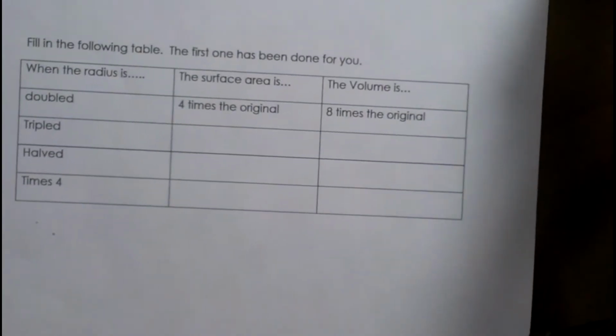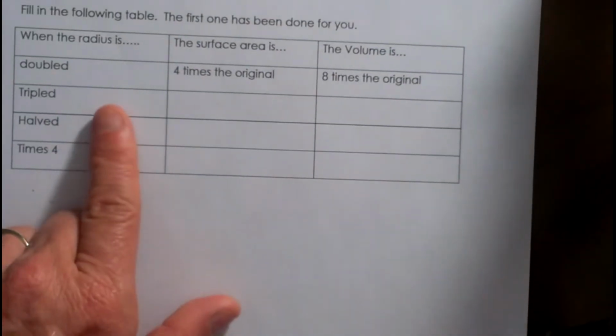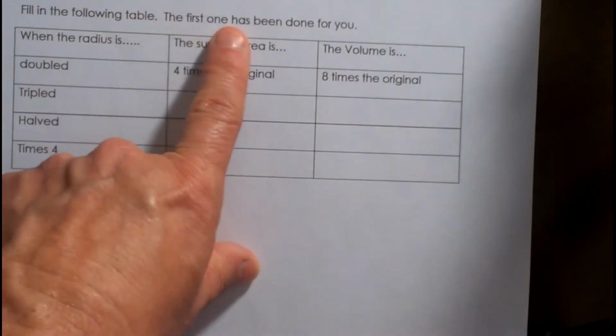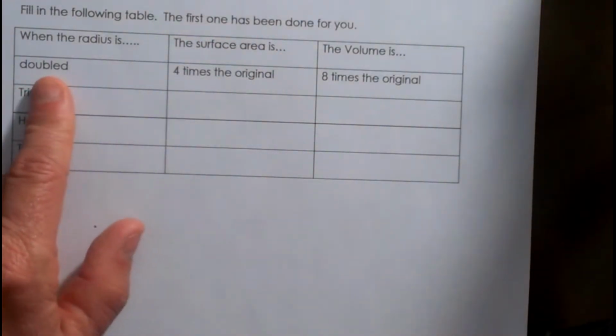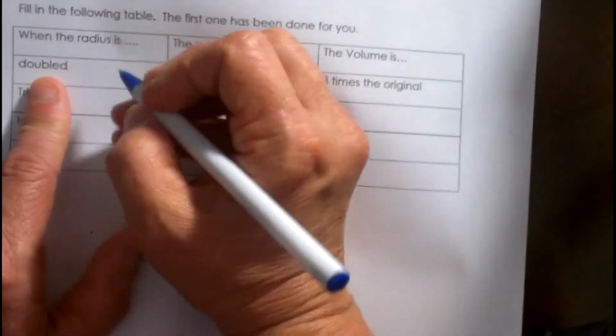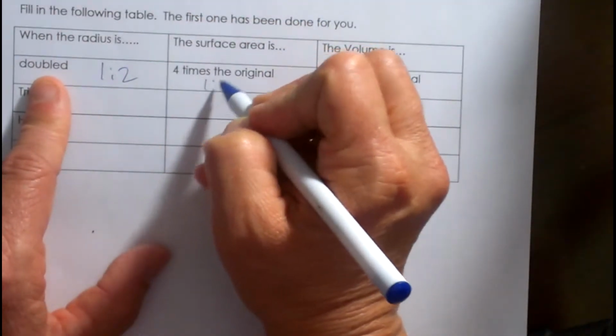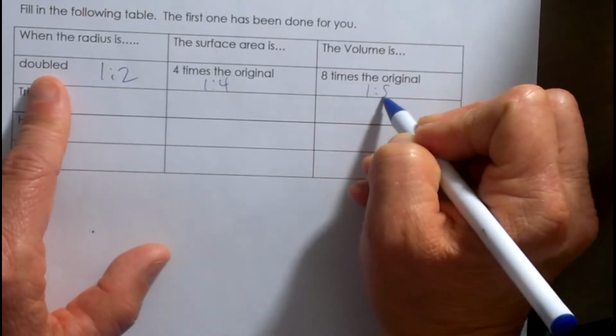Okay, let's look at the second page. We just got a couple things to look at. Fill in the following table. The first one has been done for you. Okay, if the radius is doubled, that just means it's a 1 to 2 relationship. So it's going to be 1 to 4 and then 1 to 8, right?